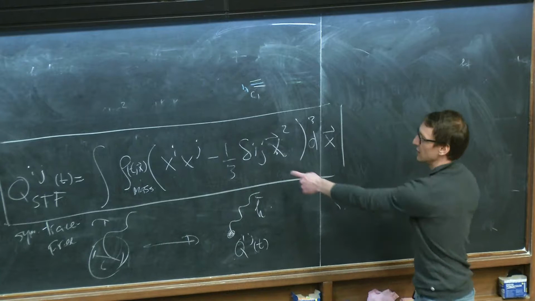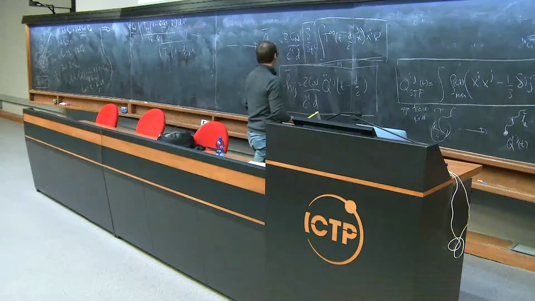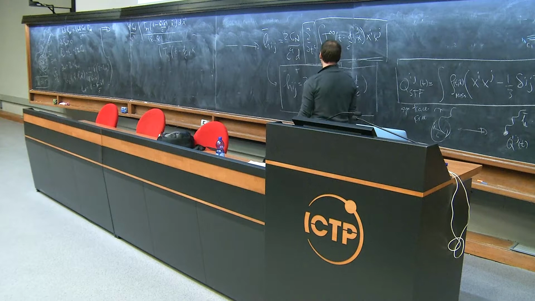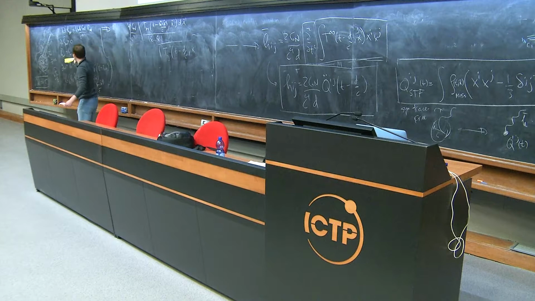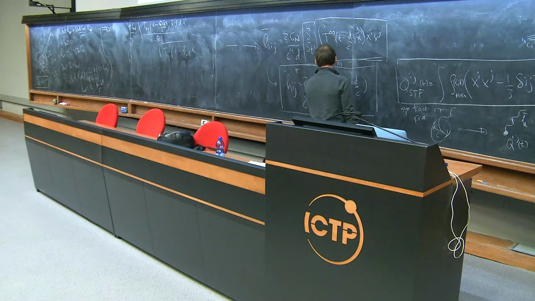And why? It's because we're going to go to the TT gauge. There was a T first for transverse. There is a T for trace, which removes the bar, because now h trace-free is the same as h bar, because we're removing the trace, which is zero. And here it is symmetric, but let's just put symmetric trace-free. So we're almost done. We need one more T.